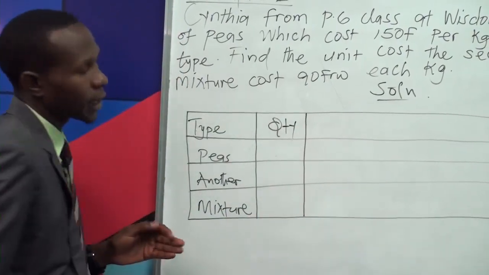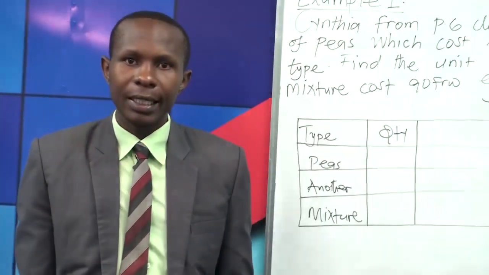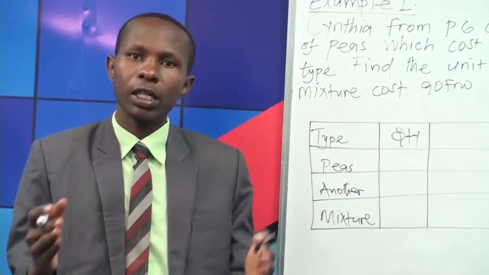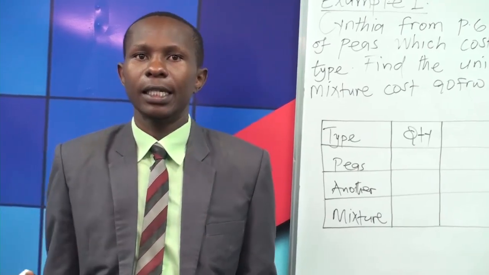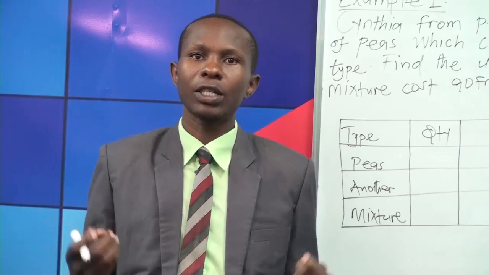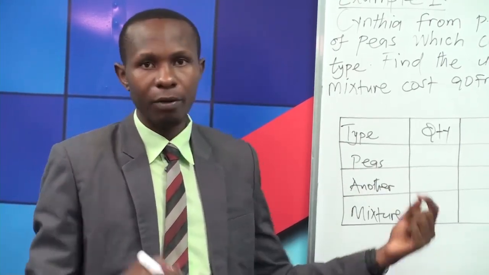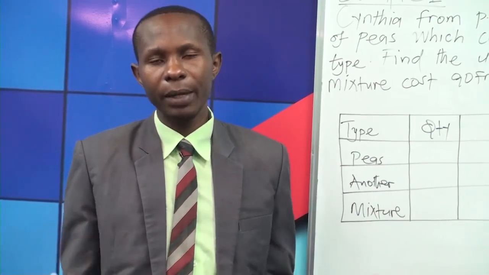So when we come to quantity, quantity simply means the number of kilograms that are allocated to each type of piece. The first type, how many kilograms, and the other type has how many kilograms as well. Then from there, we shall need to identify also the number of mixture, or the amount of the mixture.